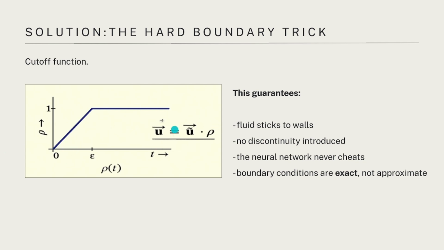So finally, the velocity becomes this expression right here. This guarantees that the fluid sticks to the walls. There's no discontinuity introduced because we are just making it go to zero, not abruptly to zero. The neural network never cheats, and the boundary conditions are exact, not approximate. This one trick fixes half the issues that we used to have with the neural simulations.